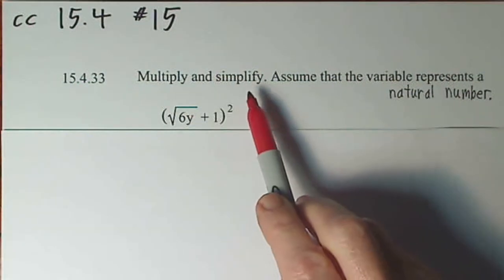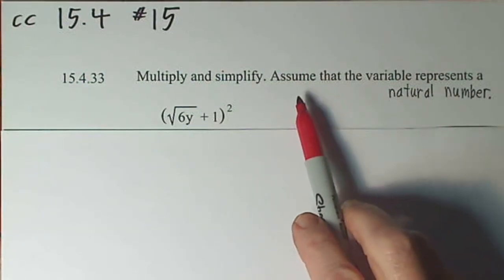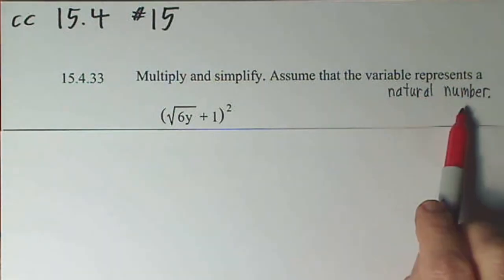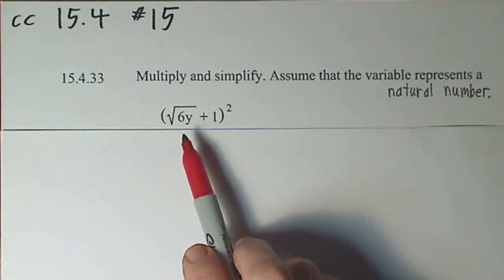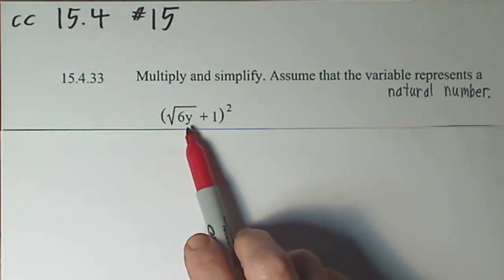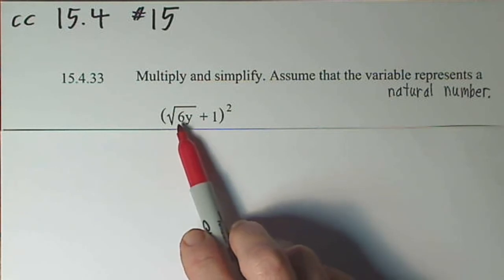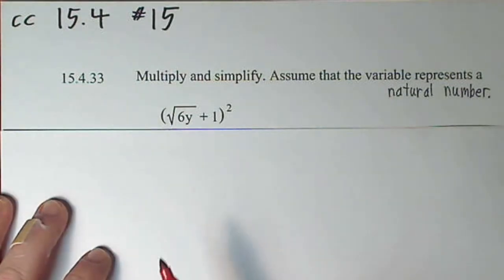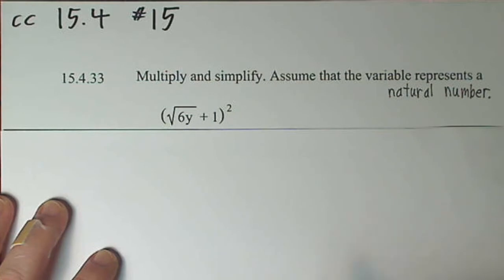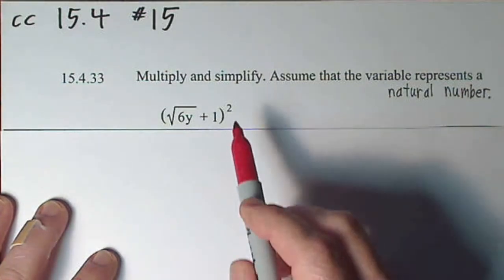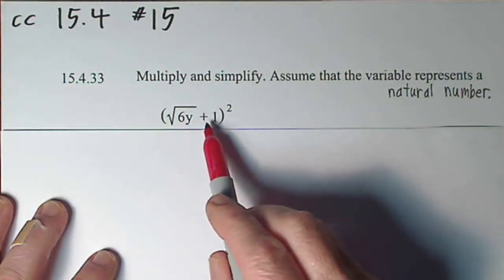We're asked to multiply and simplify. They specify that the variable represents a natural number. That's so they can avoid the possibility of a negative value underneath the radical, for which there is no solution in the real numbers. Okay, in order to multiply, you cannot just send in the 2 to each term.